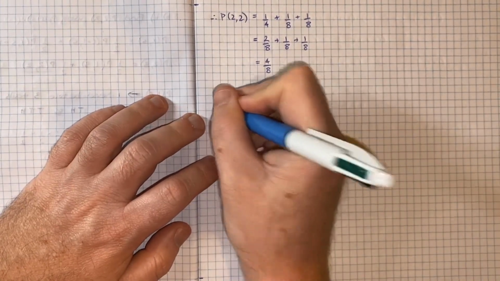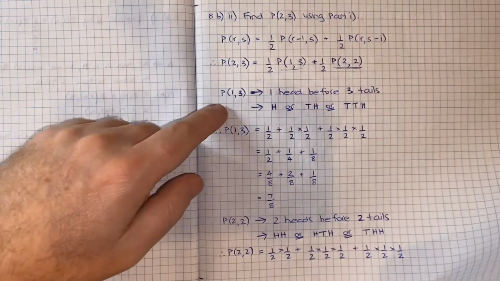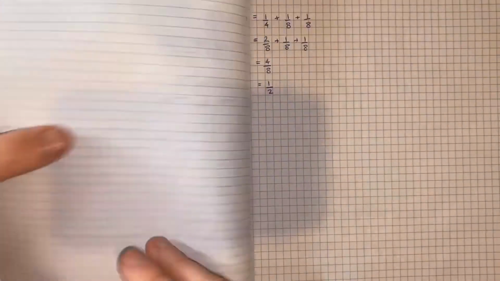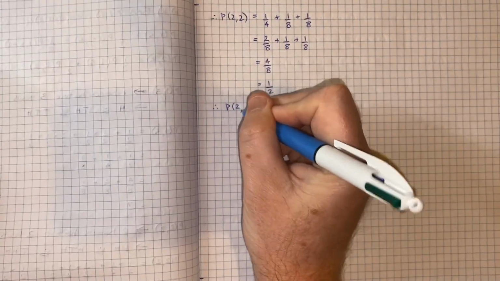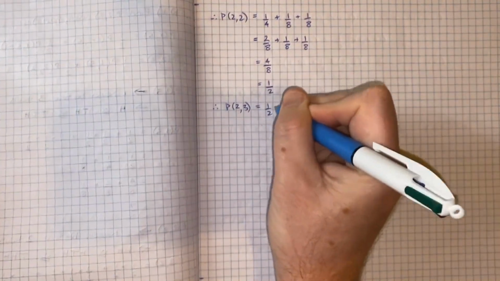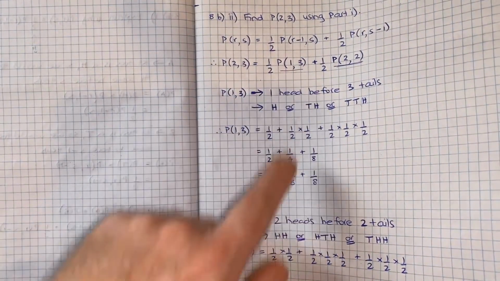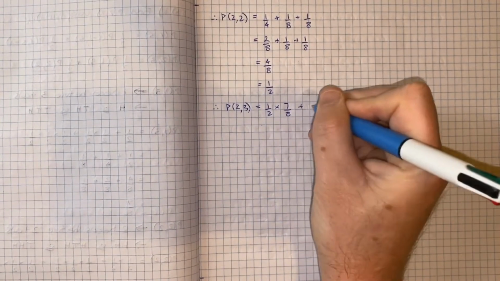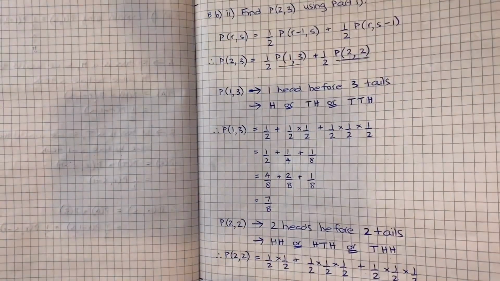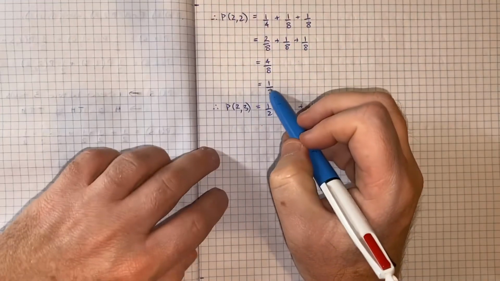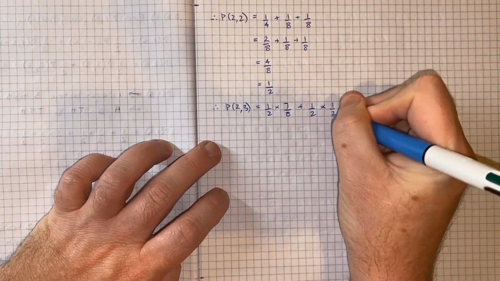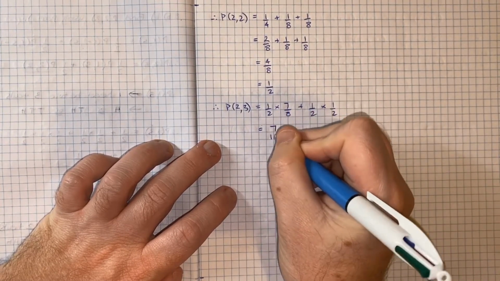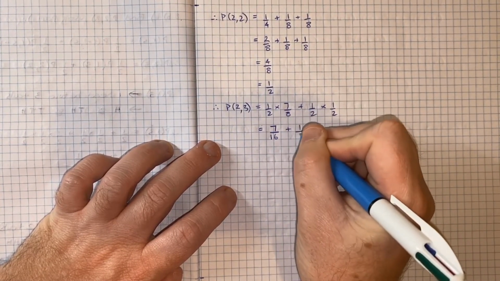So therefore, going back to what we're really trying to work out, which is the probability of 2 comma 3. The probability of 2 comma 3 is equal to a half times the probability of 1 comma 3, which we worked out is 7 on 8, plus a half times the probability of 2 comma 2, which we just worked out is a half. So what's that? That's 7 over 16 plus 1 on 4.